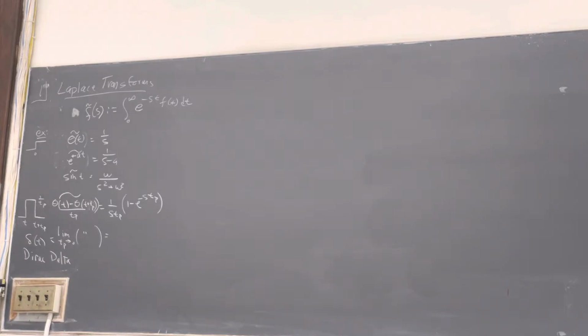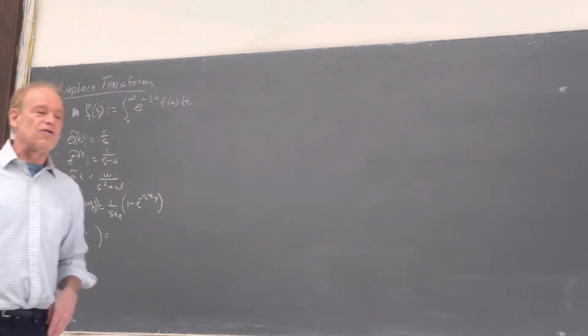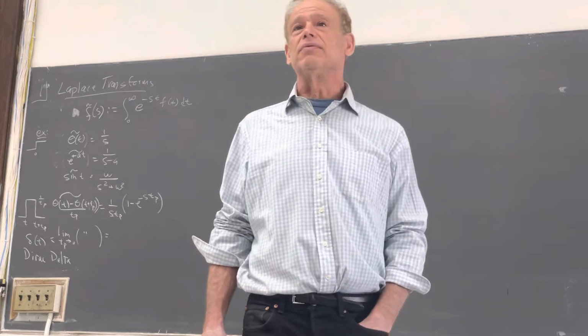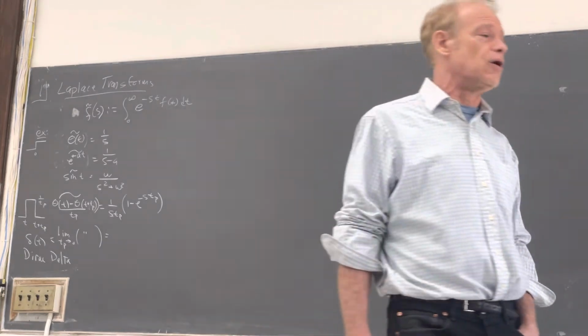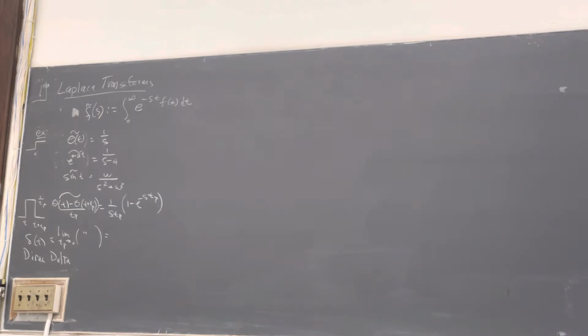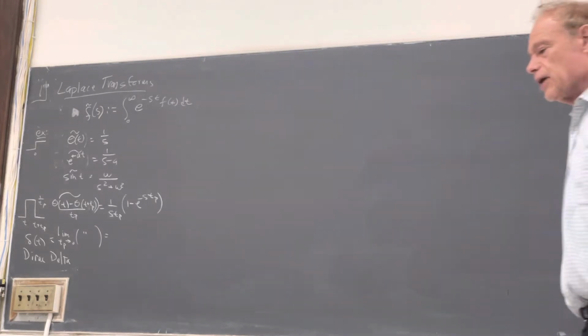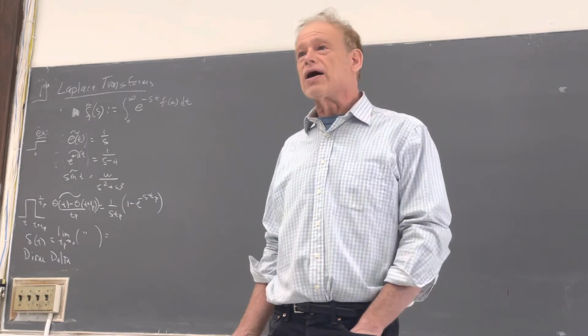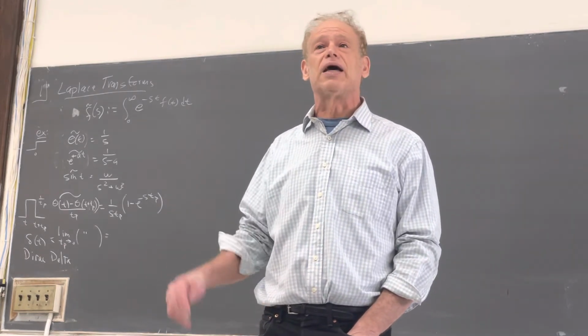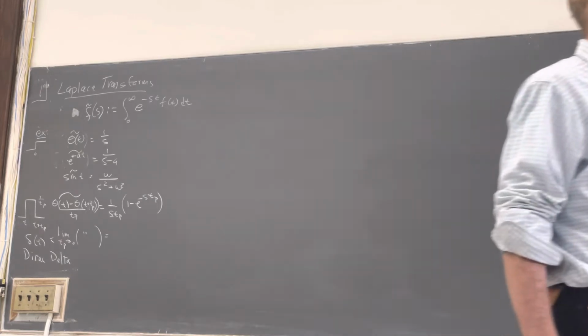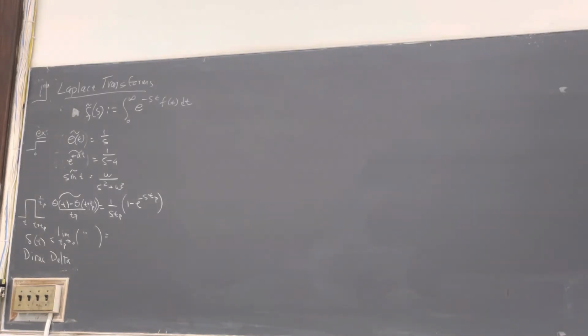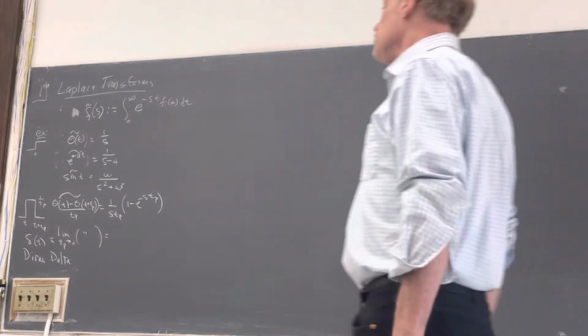It's named for Paul Dirac, who was a physicist in the 20th century, he died not that long ago, and he was really a pioneer in relativistic quantum mechanics. If you take a class in advanced quantum mechanics, you'll find the Dirac equation, which is an equation for relativistic quantum mechanics. But in the course of his studies, he found it was useful to define this generalized function called the Dirac delta.